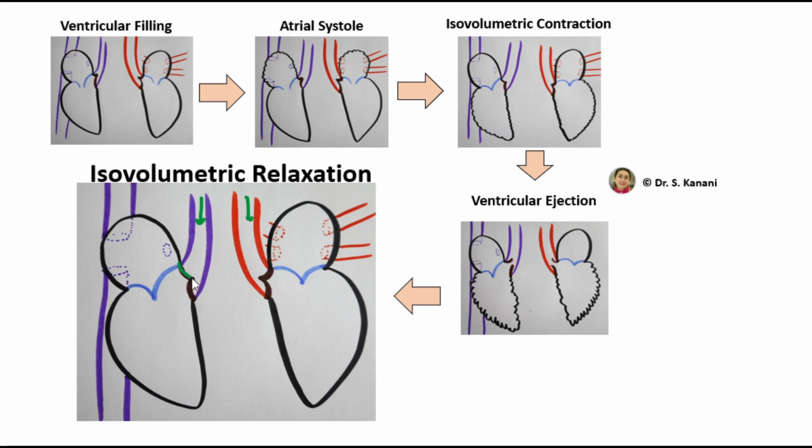Clearly, this is the moment that semilunar valves quickly close to prevent backflow of blood from arteries into the ventricles. So here we have closed semilunar valves and AV valves are not open yet. So this is another isovolumetric phase. The volume of blood that we have inside the ventricles does not change because all four valves are closed, but please note, during this phase, ventricles are relaxed. So this is a phase that we call isovolumetric relaxation.